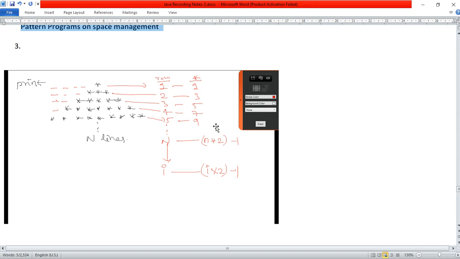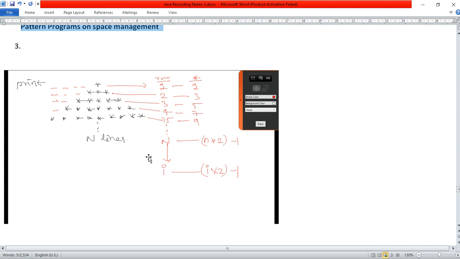Okay. So consider that the row number goes from 1 to n, and I consider it as i. Therefore the number of stars we calculate is i into 2 minus 1. Example, consider if i is equal to 1. 1 into 2 is 2, 2 minus 1 is 1. So you get 1 star.